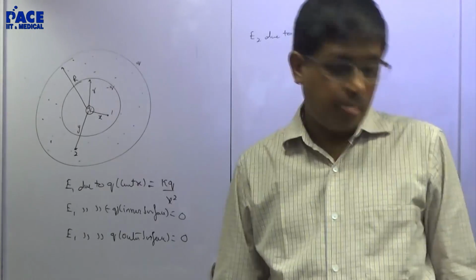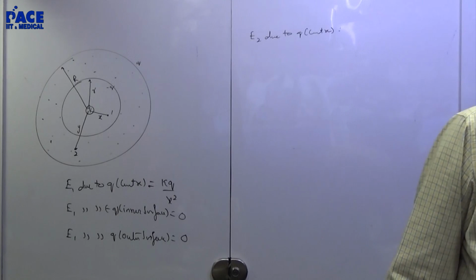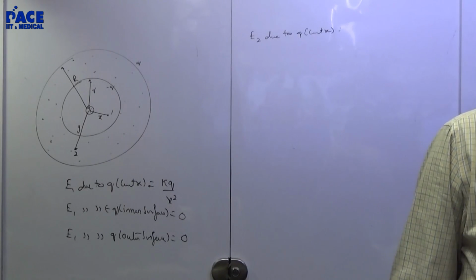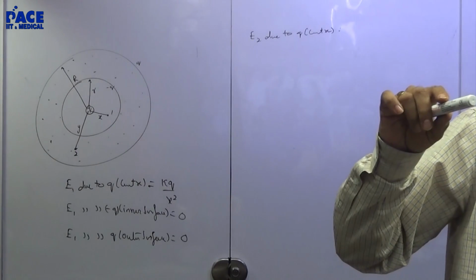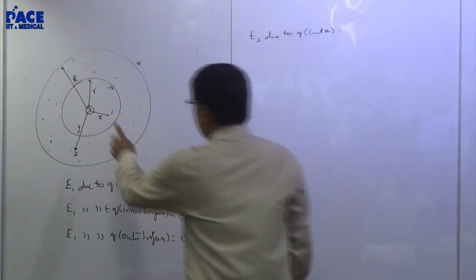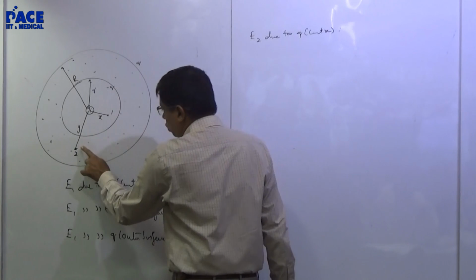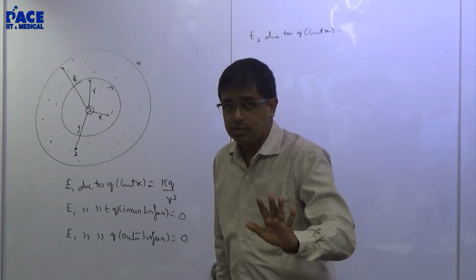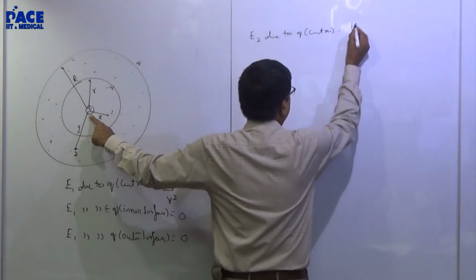All internal charges of the cavity put together. Please read that line. All internal charges of cavity put together gives zero field everywhere outside. Perfect. What does that mean? All Q and minus Q will come in the internal charges. Both put together will give me zero field here. Agreed? Yes, sir.